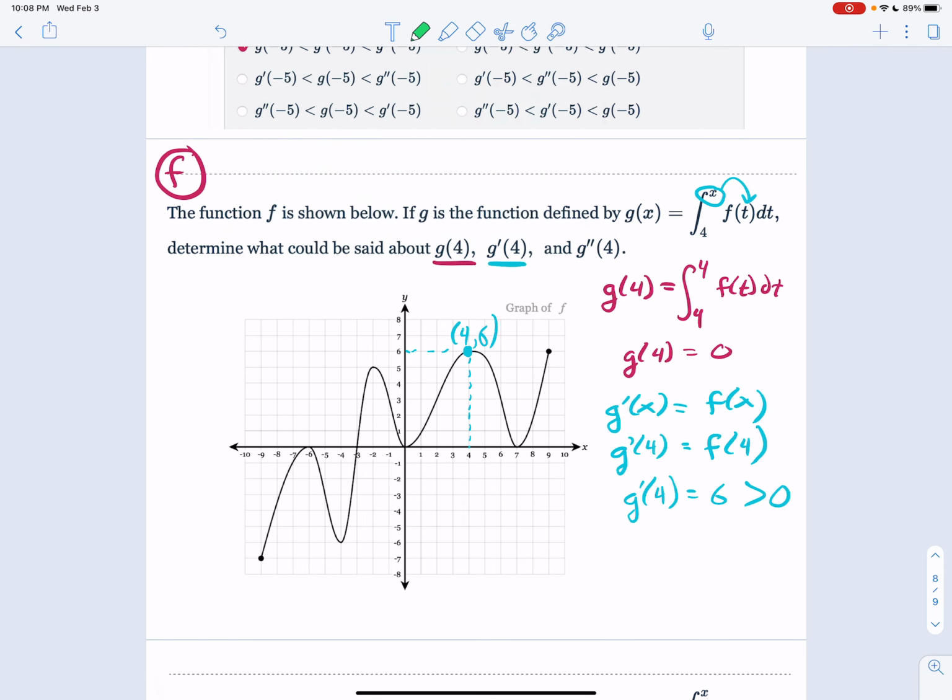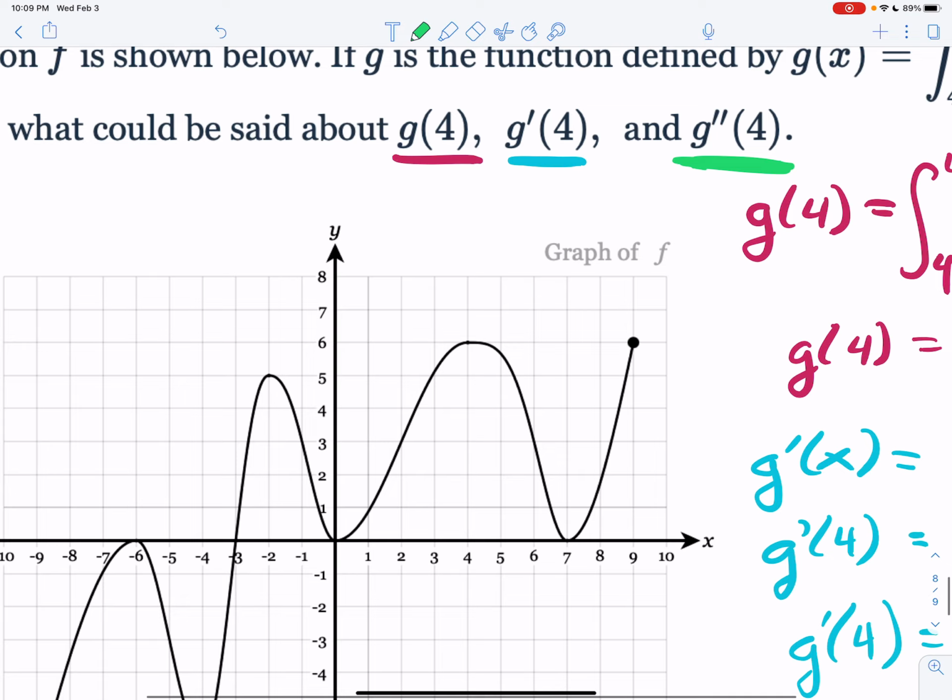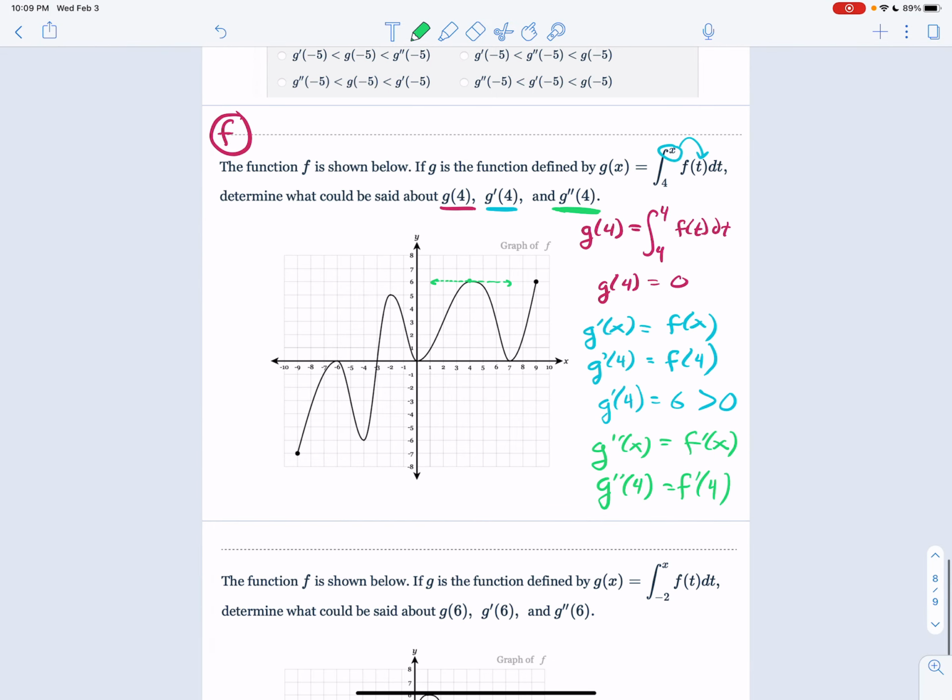Let's keep going. One more. G double prime of 4. So I know that G double prime of x would be f prime of x, and that focuses on the slope. So I specifically want to find G double prime of 4, which is really f prime of 4. So I'm finding the slope at 4. According to this graph, if I were to draw a tangent line at 4, I notice that it's a horizontal tangent line. You guys remember that horizontal tangent lines have a slope of 0. Boom.